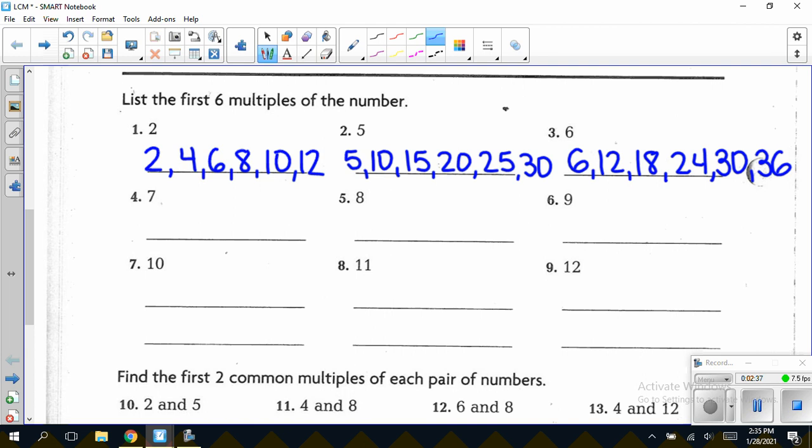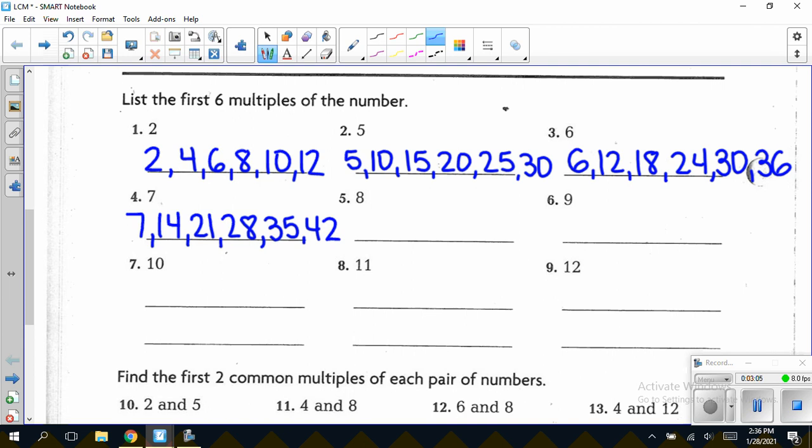Next, for number 4, we are counting by 7s. So when we count by 7s, we have 7, 14, 21, 28, 35, and 42. Now, for some of these, it might be a little bit more difficult to count by that number. So, for example, 7.